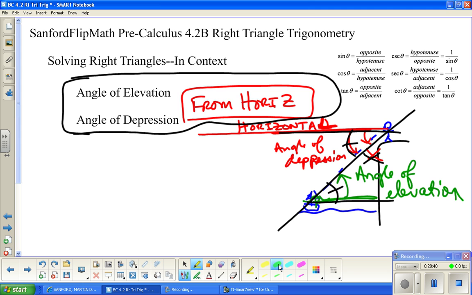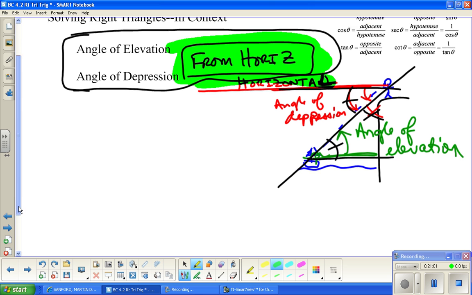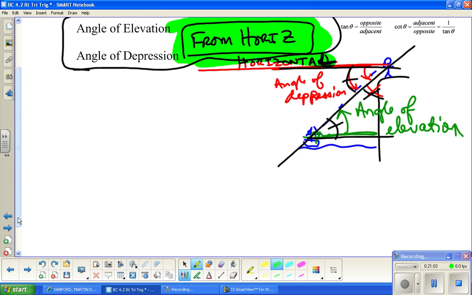That's a big deal, because a lot of times these problems are words. Susie was looking at an angle of depression from the roof of the building and saw down below a bunny, or something like that. And you need to know the angle of depression is from the horizontal, or the angle of elevation is from the horizontal. All right.